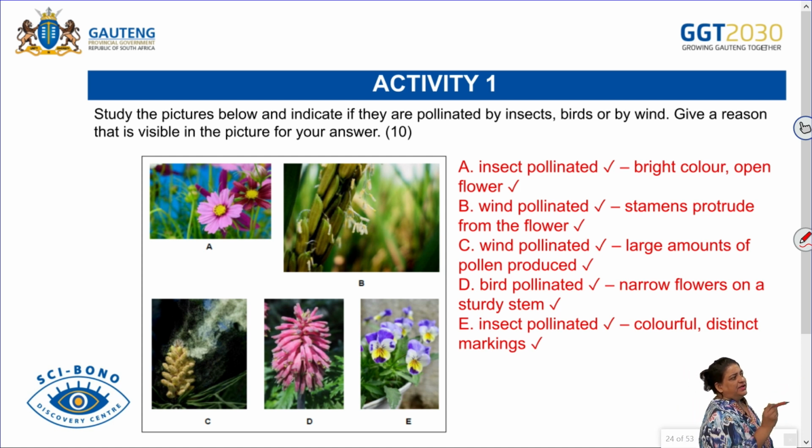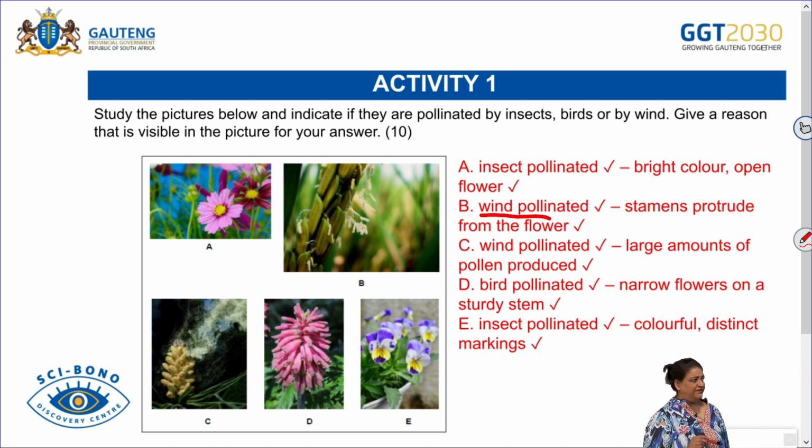Let's look at B now. Is it brightly colored? No. Can you see that the flowers are hanging above the leaves? So this is wind pollinated because the stamens are hanging above the leaves.